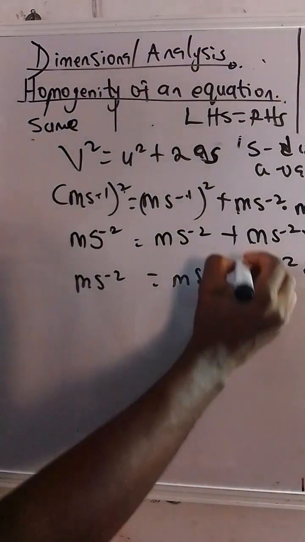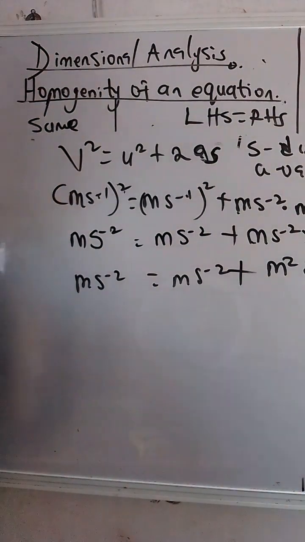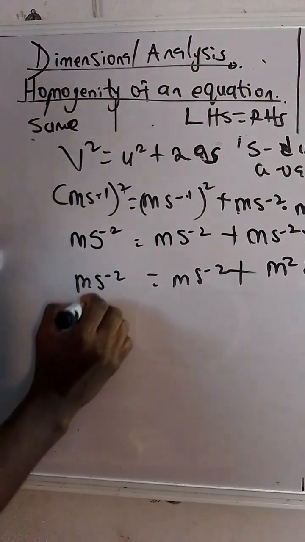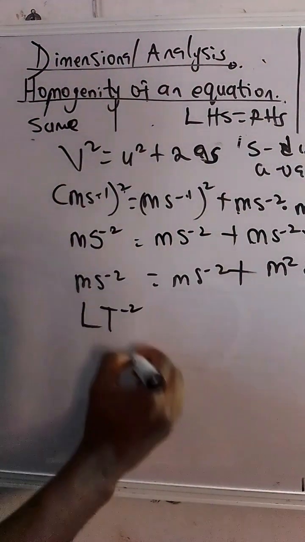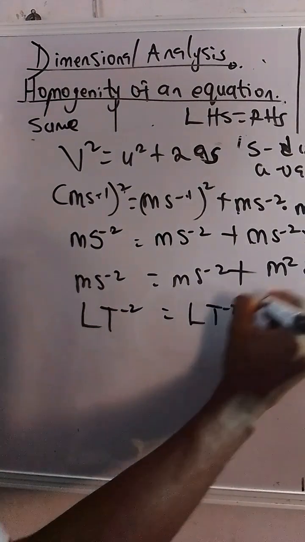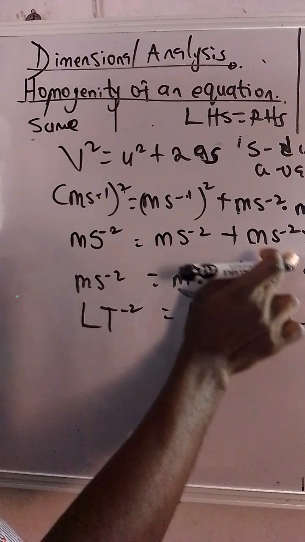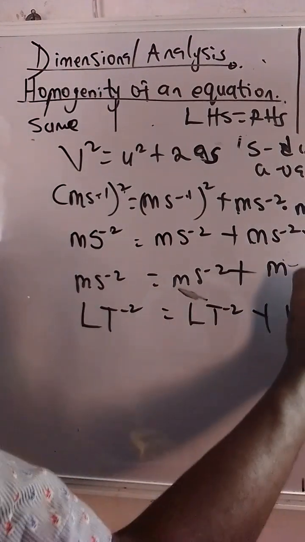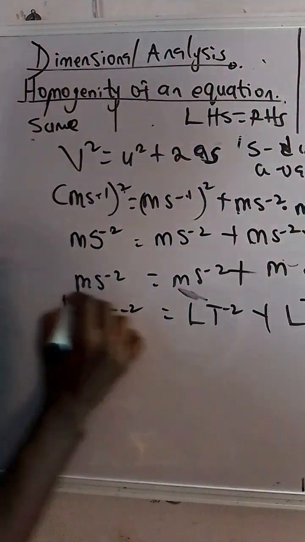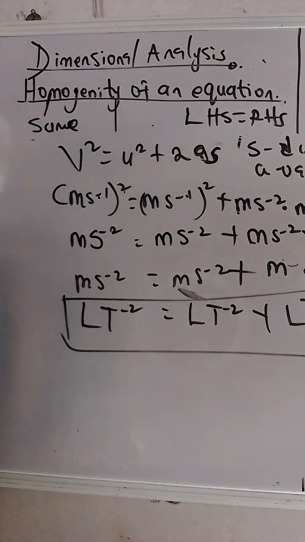This thing is also dimensionally correct. And if I want to write the dimension analysis of it, it is L t raised to power minus 2 is equal to L t raised to power minus 2 plus L square. Yes, L t is power minus 2. Yes, so this is dimensionally correct.